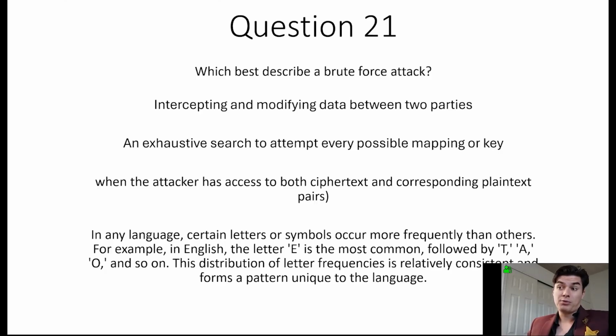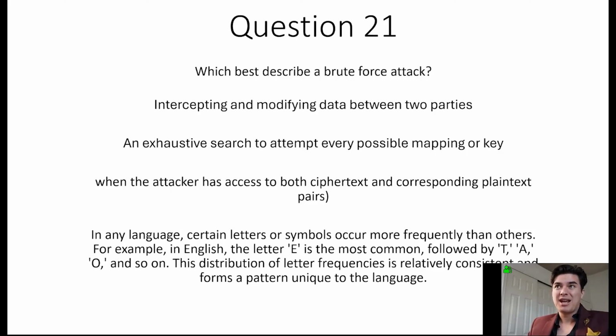Which best describes a brute force attack? A brute force attack is an exhaustive search to attempt every possible mapping or key. The other options on here, intercepting and modifying data between 2 points, that's referring to a man-in-the-middle attack, and that's when your system's connecting to another device and a bad actor is intercepting that message and then modifying that data. The third option, when the attacker has access to both the ciphertext and the corresponding plaintext pairs, that is known as a known plaintext attack.